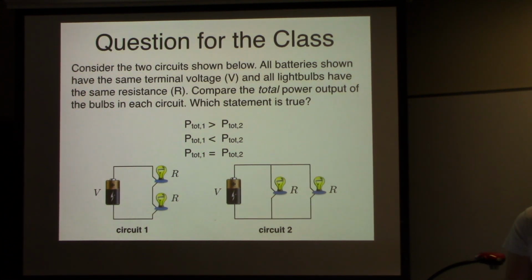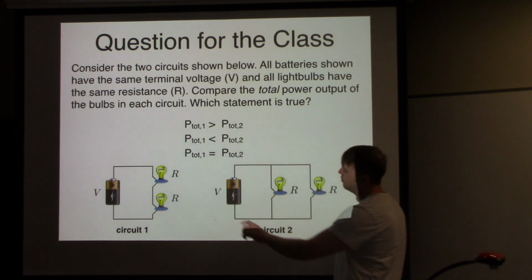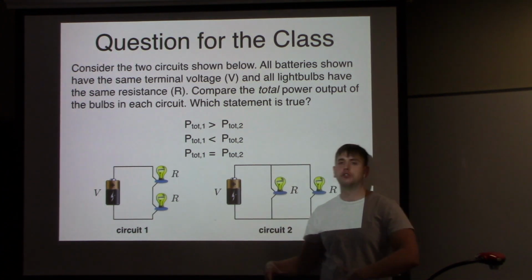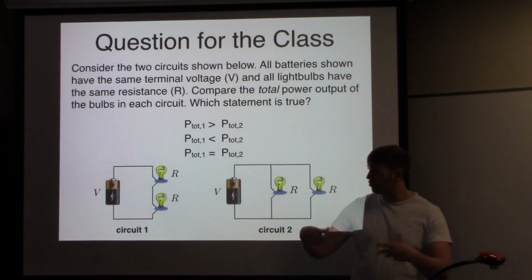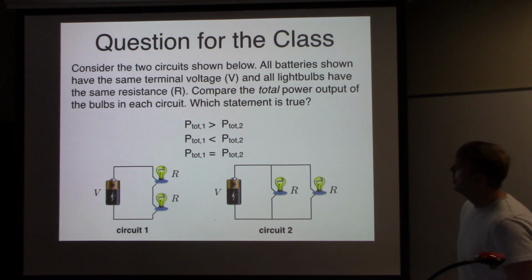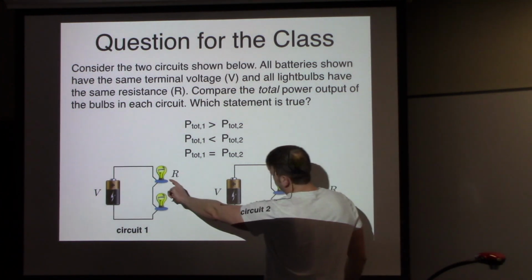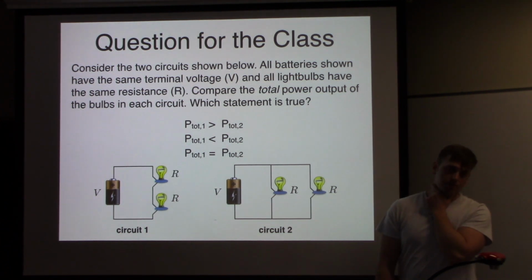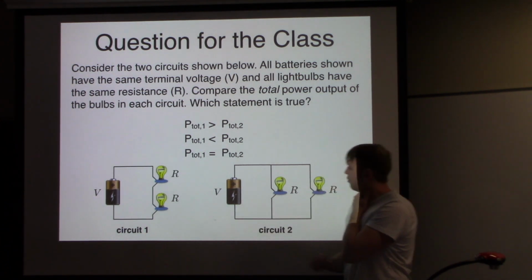Okay, so we have 2 different circuits. They're both pretty simple. One of them is a battery connected to 2 resistors, which in this case, think of the resistors as being light bulbs, which can shine with a certain brightness. And in this case, they're connected in series. In this case, they're connected in parallel. So that's circuit 1, that's circuit 2.